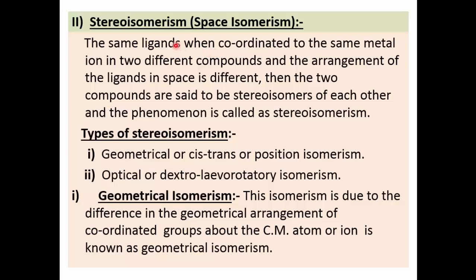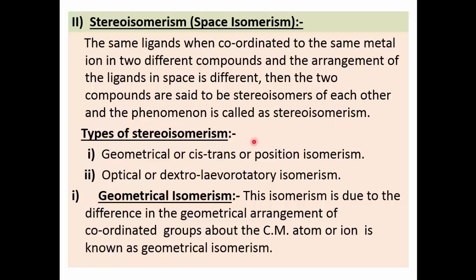Let us see in detail the definition. The same ligands, when coordinated to the same metal ion in two different compounds, and the arrangement of the ligand in space is different, then the two compounds are said to be stereoisomers of each other, and the phenomenon is called as stereoisomerism. So the ligands attached to metal atom or ion, there is formation of complex, but in space the arrangement around metal ion of ligand is different.